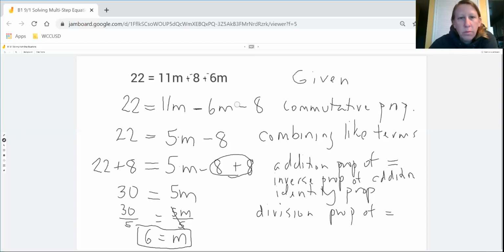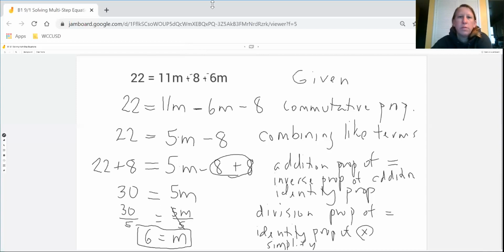We took something more complicated, we did some math, it got simpler, we did something on both sides, and then we had a 1 step, and then we had just the answer. All by itself. Sorry, this last step is the identity property. You could say simplify also. Identity property of multiplication, and you could say simplify because you simplified what 30 divided by 5 was, which is 6.